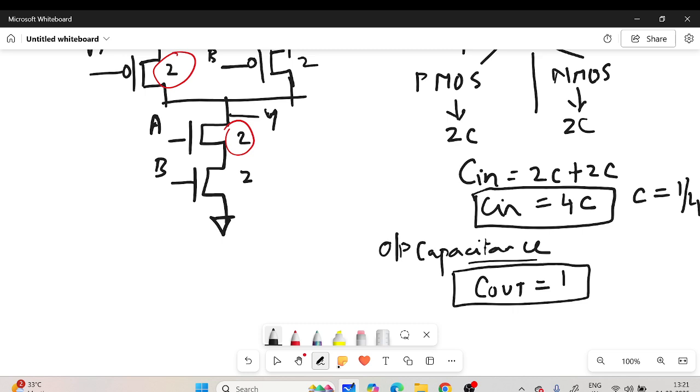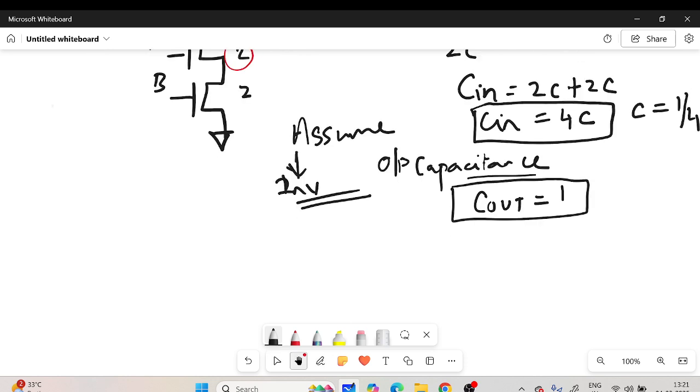The reason is we are considering the output capacitance. Assume that this NAND gate is in turn connected with an inverter. The inverter has an input capacitance of C that will be exactly equal to the output capacitance of the two input NAND gate. So Cout value can be simply written as equal to C.